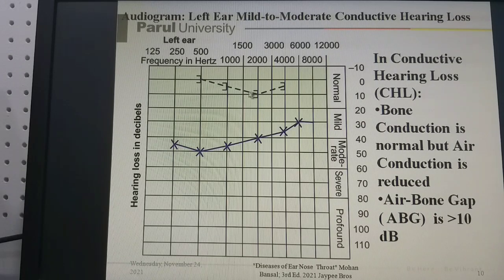So if the bone conduction is in the normal range and the air conduction is reduced, then it will lead to an air-bone gap. You can see this is the air conduction, this is the bone conduction. So there is a very good gap between the air and bone conduction. That's why it is called conductive hearing loss. If the air-bone gap is more than 10 dB, then we consider it as conductive hearing loss.